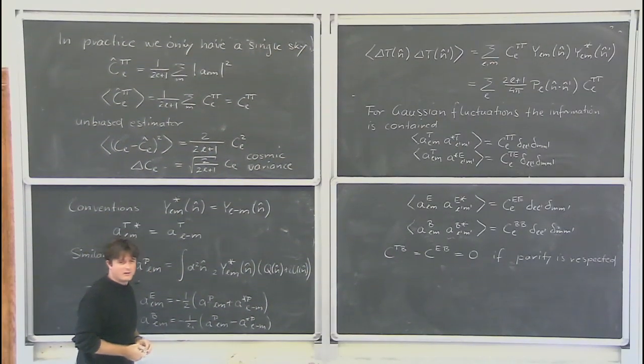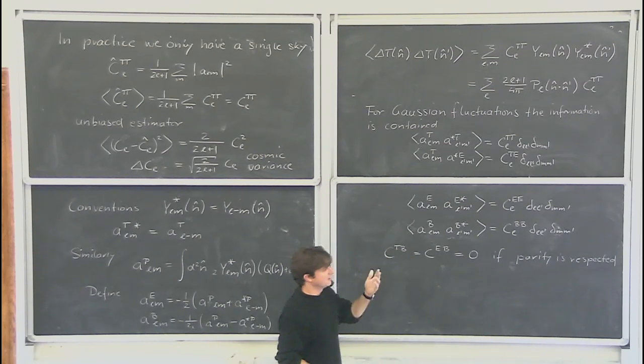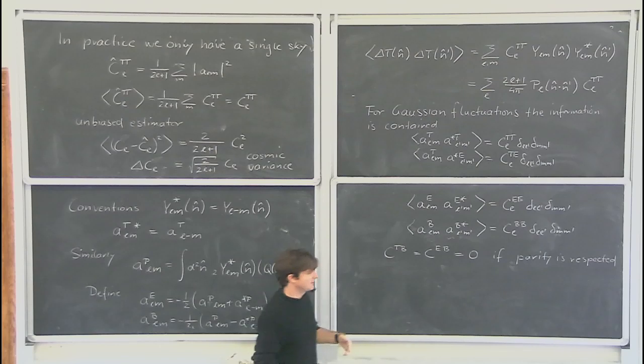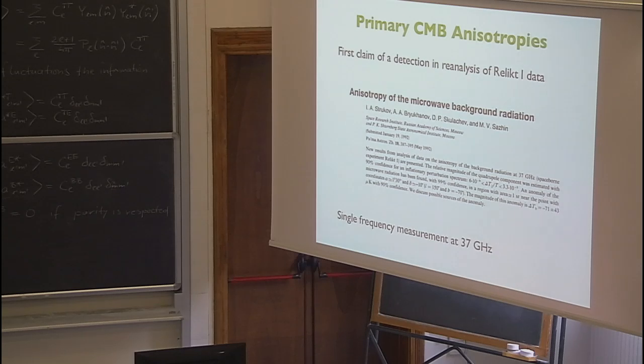Okay, and so now all that said, we can look at the measurements again from the data. And again, I wanted to start with the old measurements. So the first claim of measurement of the anisotropies, in this case the quadrupole, so C_2, was claimed in a reanalysis of Relikt 1. Usually Relikt 1 isn't all that well known, but that was a CMB satellite that was launched by the Russians before COBE. And so there's a claim in there.